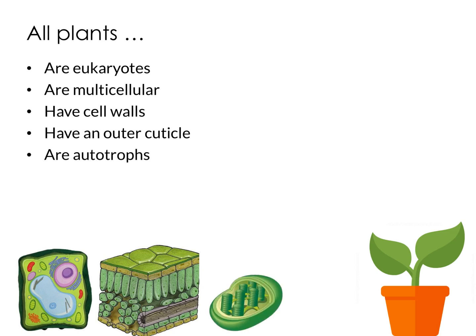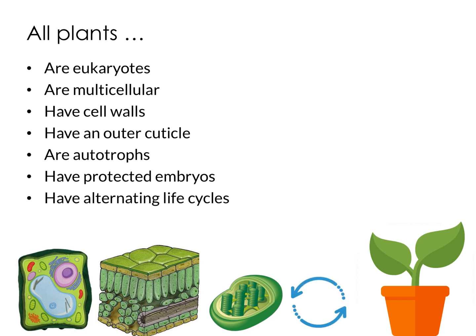Another characteristic of all plants is that they are autotrophs, and more specifically, they are photoautotrophs. So that simply means that they use the energy of the sun to synthesize organic molecules like glucose. All plants are also characterized by the fact that they have protected embryos. And finally, all plants have alternating life cycles, which means that they have a diploid and a haploid stage, or diploid and haploid parts.